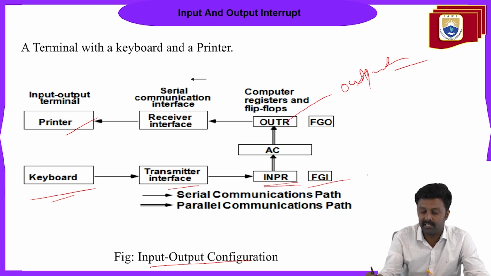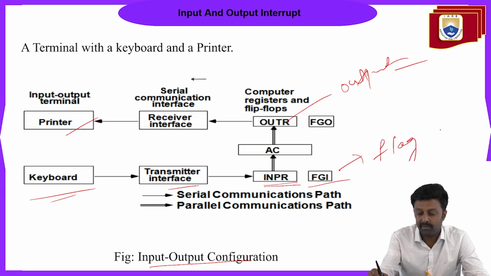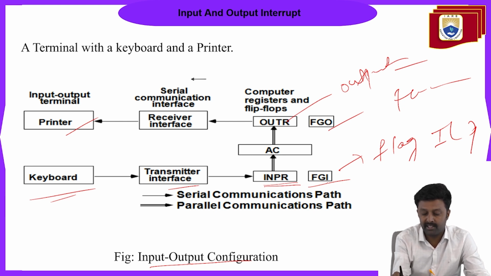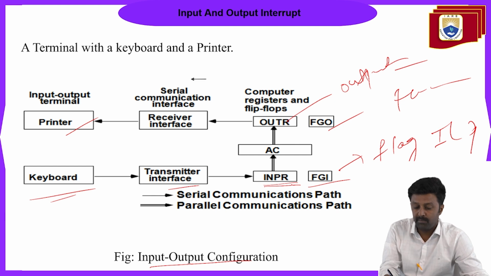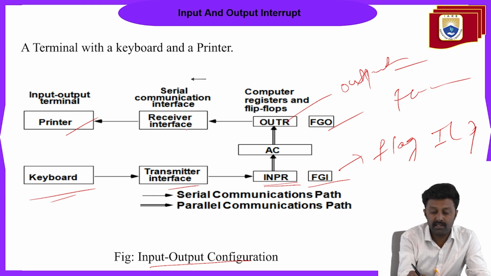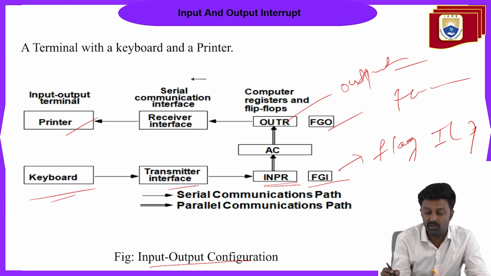So this is the flag input. FGI means flag input, and FGO is flag output. These input devices are connected through an interface. The keyboard is connected with the input register, and the output is the printer, the receiver interface, and OUTR.